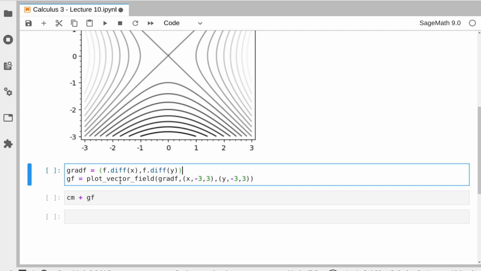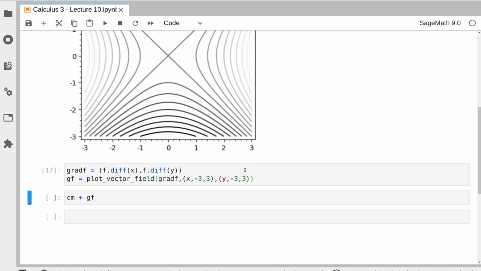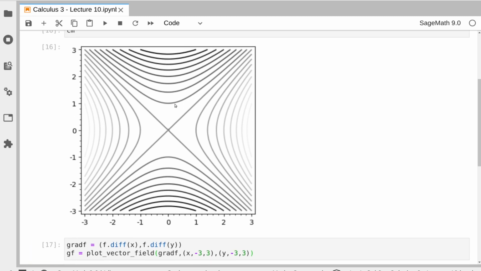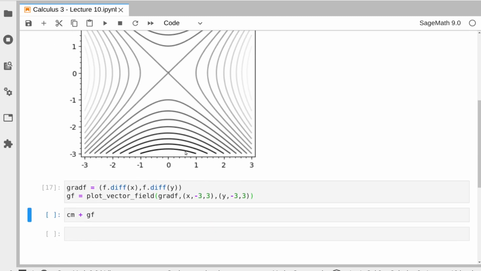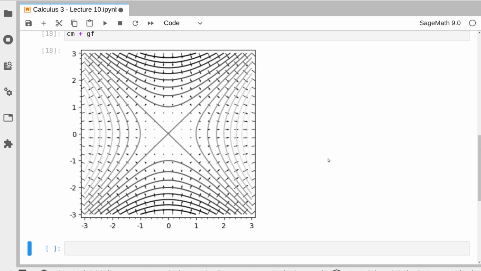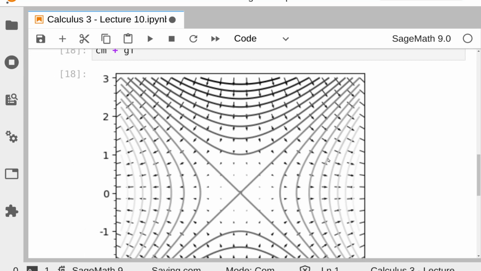And then I want to plot the vector field. Remember, I said that this is called the vector field, the gradient of f on the same domain. So let's see how this looks. Now, I named it gf. I want to look at that together with the contour plot. So this is the key here. This is what we really want to see. And so at this point, let me zoom in.